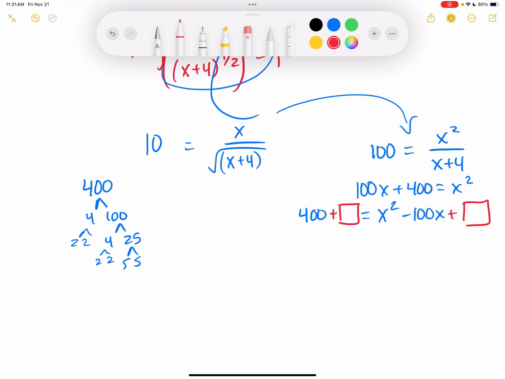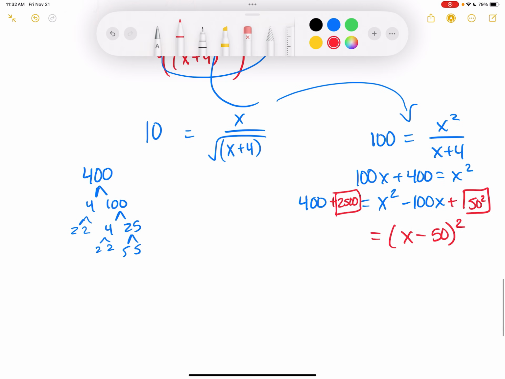So then half the middle term squared, half of 100 is 50. So 50 squared is what's going in here. What is that? 2,500? Is that right? Yeah, 2,500. Need a bigger box. Okay. So then this side over here is x minus 50 squared equals 2,900. Yikes.